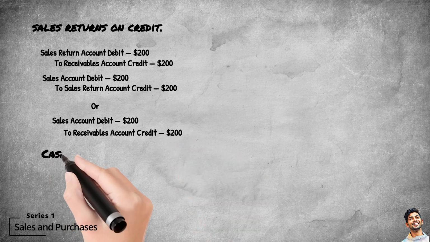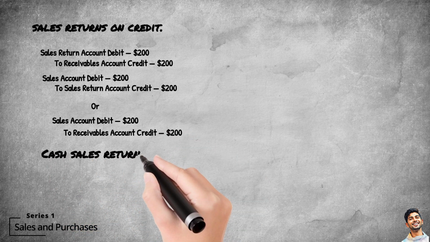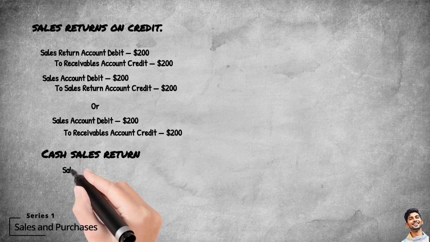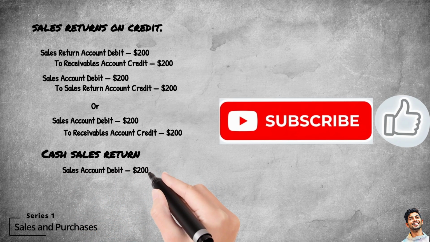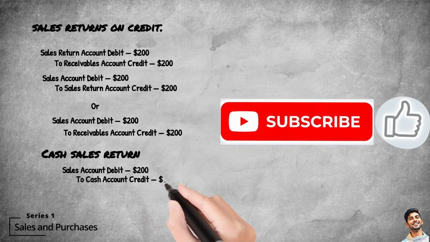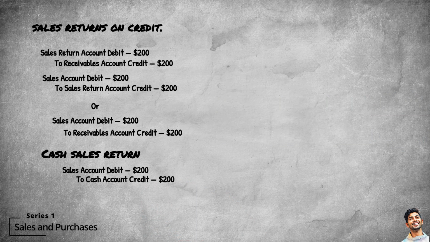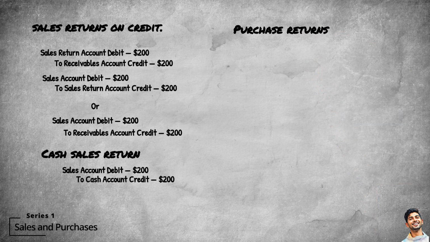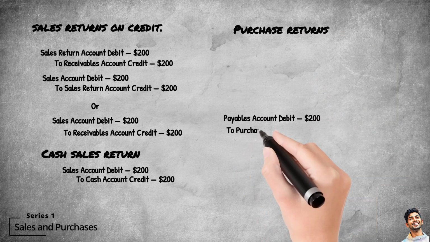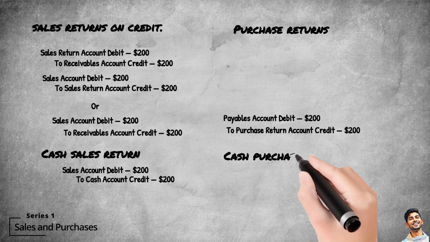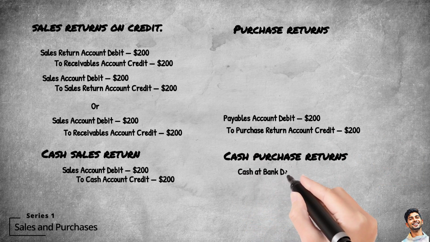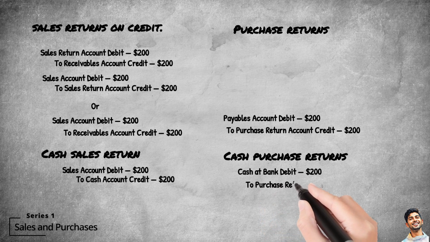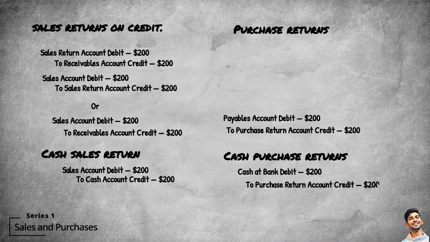And if it's a cash sale return, the journal will be like sales account debit $200 to cash account credit $200. Similarly, for purchase returns, the journal will be like payables account debit $200 to purchase return account credit $200. And for cash purchase return, cash account debit $200 to purchase return account credit $200. So basically, we are simply reversing the original transaction in proper accounting way.